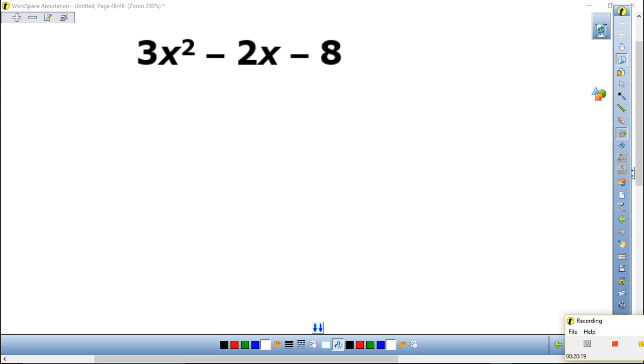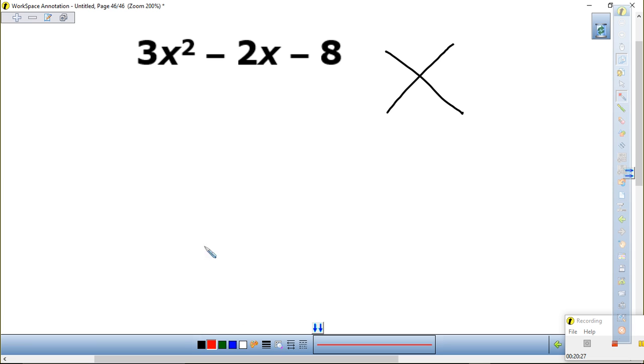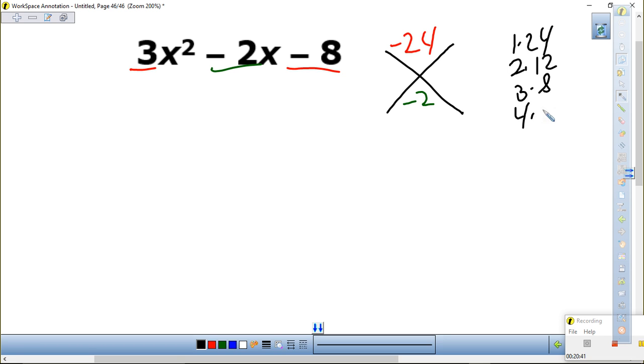All right, let's see. No GCF other than 1, okay. 3 times negative 8, that's negative 24. Negative 2 down here. Factors of 24 are 1 times 24, 2 times 12, 3 times 8, 4 times 6. Which one of those adds and subtracts to give us 2? 4 and 6, so 4 and 6. This tells me that the biggest number is the negative, so the 6 is the negative.